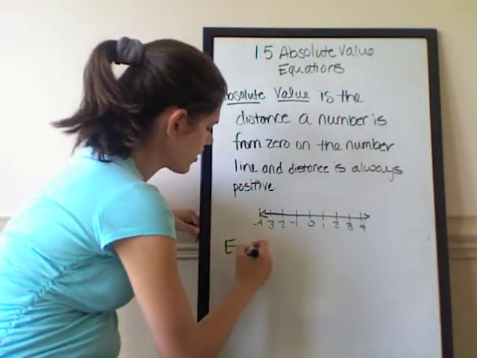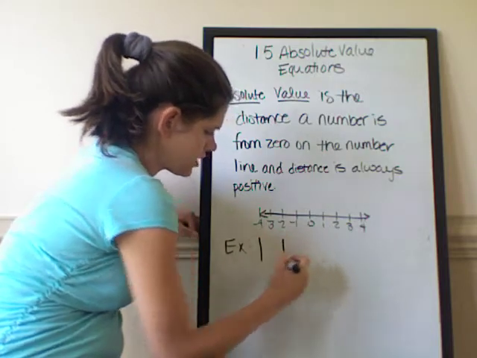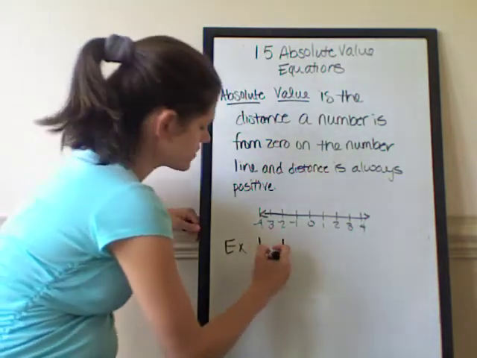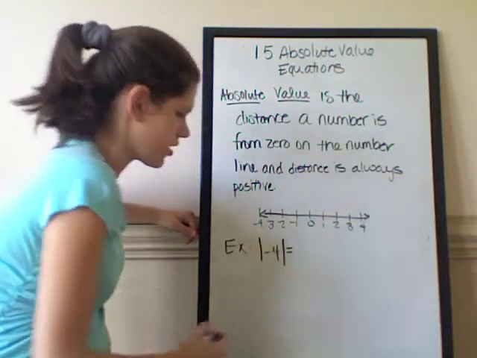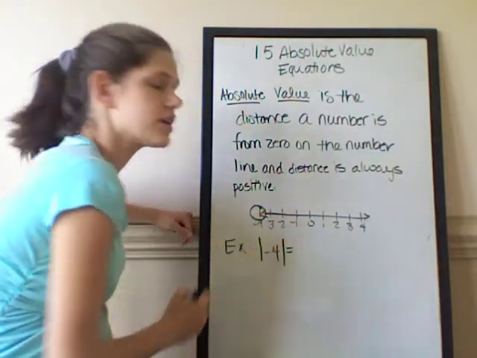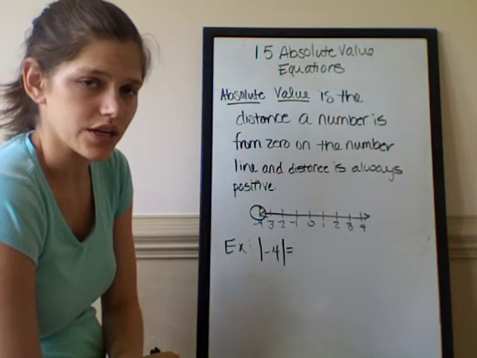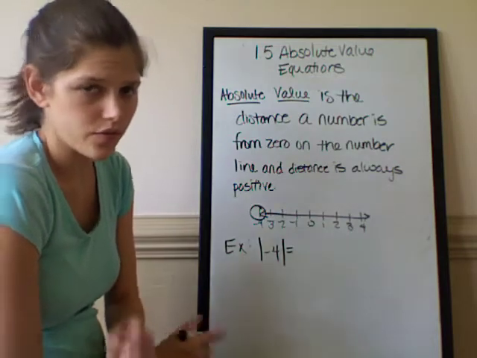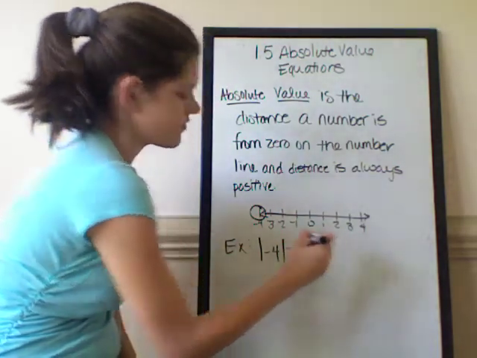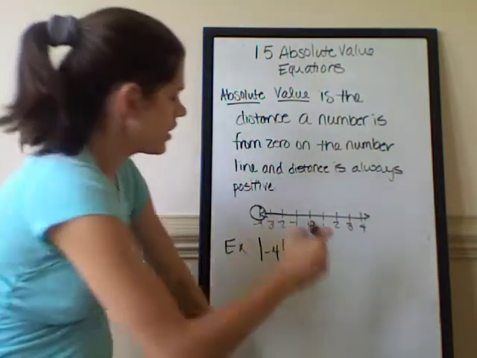Alright, absolute value is represented by these two straight bars. So the absolute value of -4. If I look, here's -4 on the number line. How many spots from 0 is -4? Well, you should be saying 4. So the absolute value of -4 is 4.